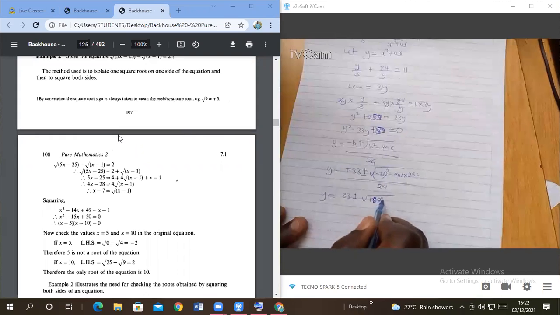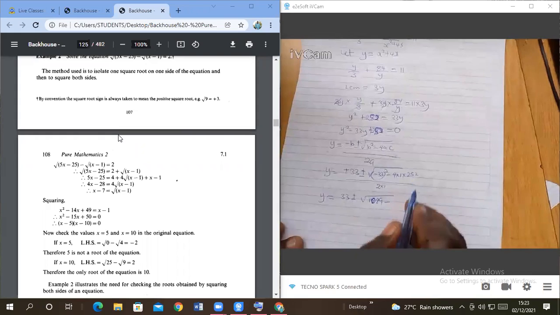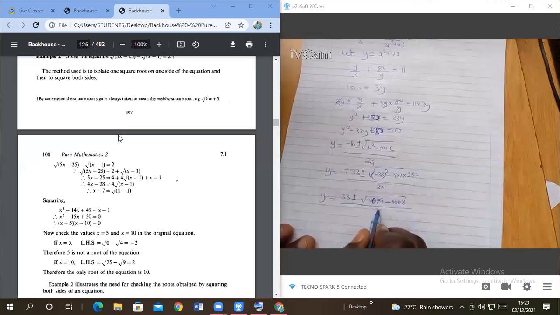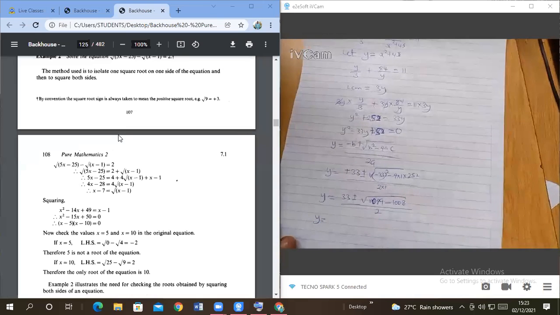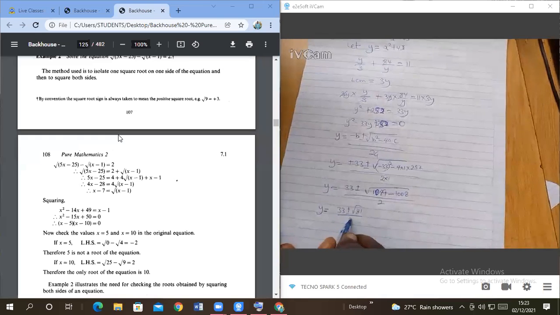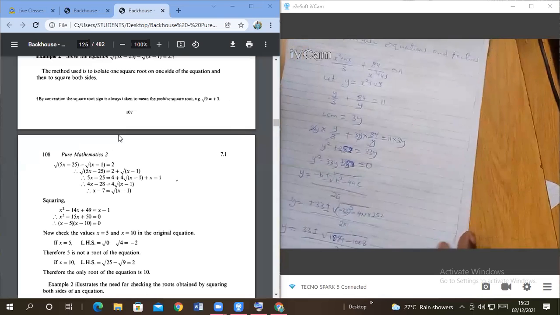So that is 1089 minus the product of 252 by 4. 1008. What is the difference there? 81. So 33 plus or minus the root of 81. What's the square root of 81? 9. Very good. So there are two values of y.